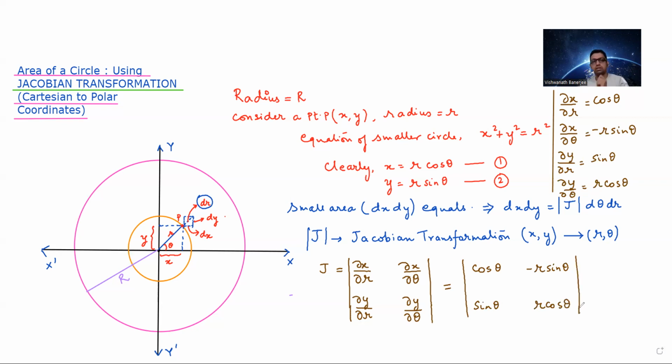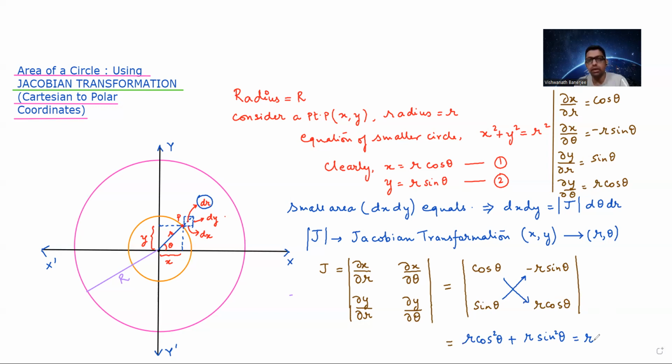Now we will evaluate this Jacobian using the same rules as a normal 2 cross 2 determinant. So it will be cos theta times r cos theta, that is r cos square theta, minus sine theta times minus r sine theta. So minus minus plus, that is r sine square theta. If we take r common, cos square theta plus sine square theta becomes 1. So the Jacobian comes out to be r only, right?